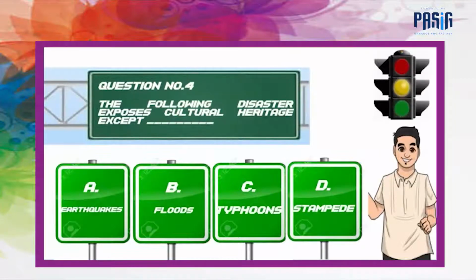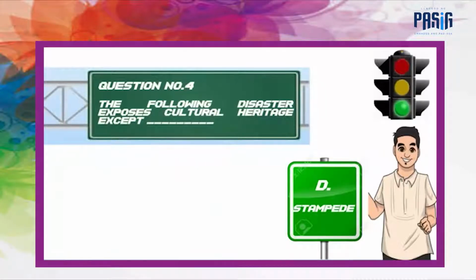Question number 4. The following disaster exposes cultural heritage except. Choices are A. Earthquakes, B. Floods, C. Typhoons, D. Stampede. The correct answer is letter D. Stampede.